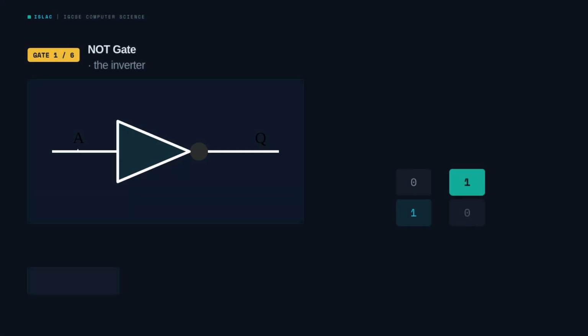The NOT gate, or inverter, has a single input. It simply flips the signal. Input 0 gives output 1, and input 1 gives output 0. We write it as A with a bar on top. Notice the little bubble on the symbol, that means invert.